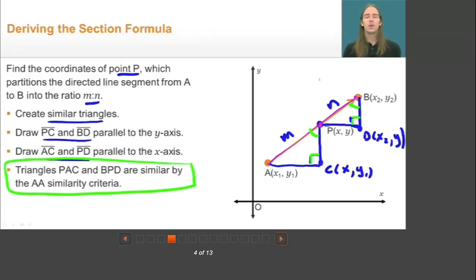We can use that because we know that the side lengths of similar triangles must be in ratio, and we already know the ratio between two of the side lengths in these triangles, specifically the hypotenuses. Let's take a closer look.